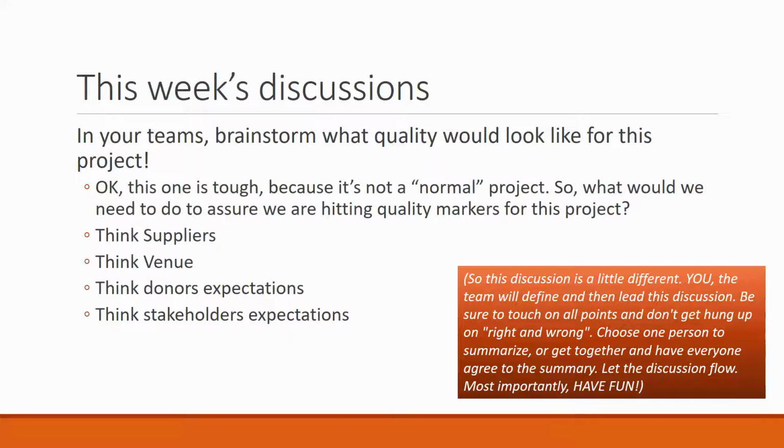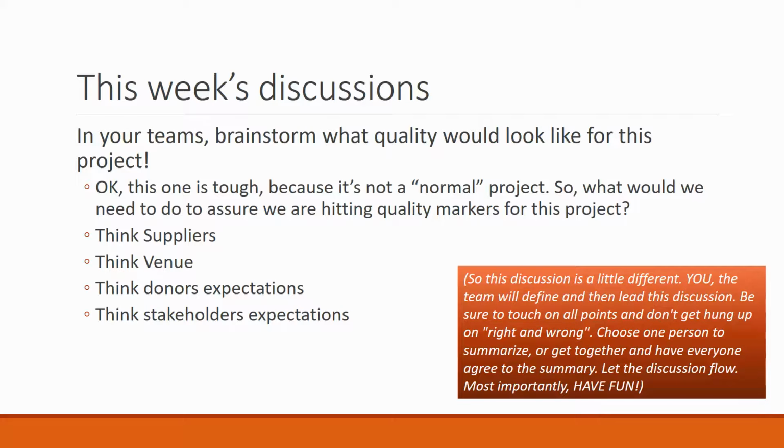This is really tough because this is not necessarily a normal project. Quality measures for systems development projects, building a house, and a lot of other kinds of projects are very clear and very easy to find. Quality metrics for parties is a little bit different, but we still have some areas that we know we can look at. So we want you to brainstorm what quality would look like for our black tie gala, and be sure that you hit some of these areas such as suppliers, venue, and donor expectations. Put yourself in the position of a donor. What would the donor expect to see and find when they come to an expensive dinner like this? What are they going to expect to see, and think about how you're going to evaluate quality there.